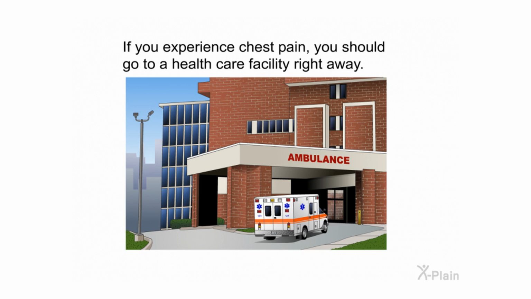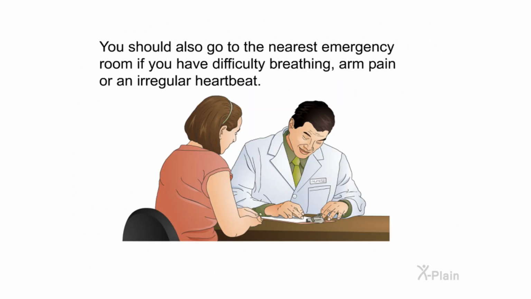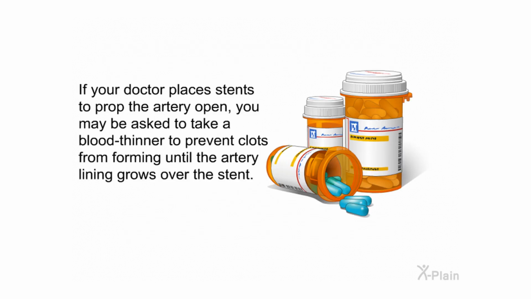If you experience chest pain, you should go to a healthcare facility right away. You should also go to the nearest emergency room if you have difficulty breathing, arm pain, or an irregular heartbeat. If your doctor places stents to prop the artery open, you may be asked to take a blood thinner to prevent clots from forming until the artery lining grows over the stent.